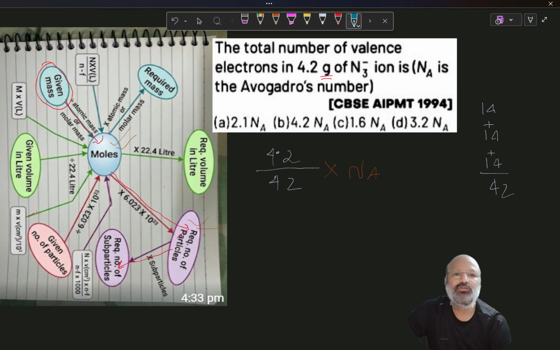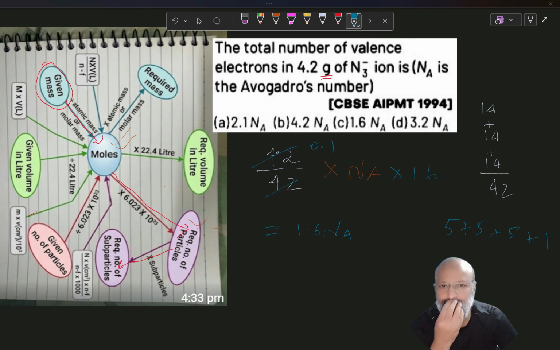And valence electrons for this N3 minus total, there is 7. Sorry, I think that is the total number of valence. Yeah, so it's 5. 5 plus 5 plus 5. And for the negative charge, an extra 1 electron will be there. So total 16 electrons, it will be multiplied by 16. So the answer will come out to be 1.6 NA. You can say this. Now you can move to the next sum.